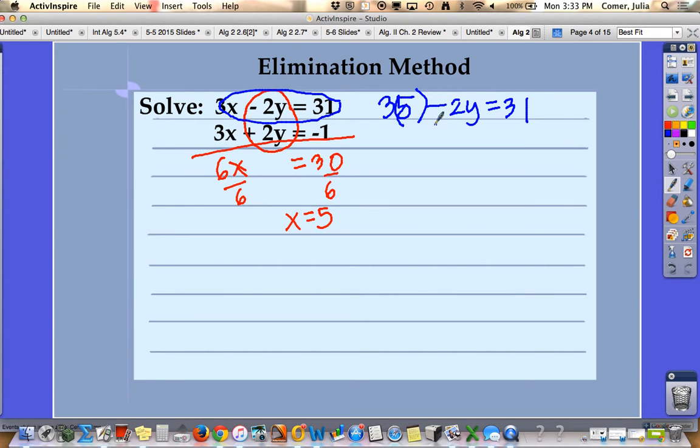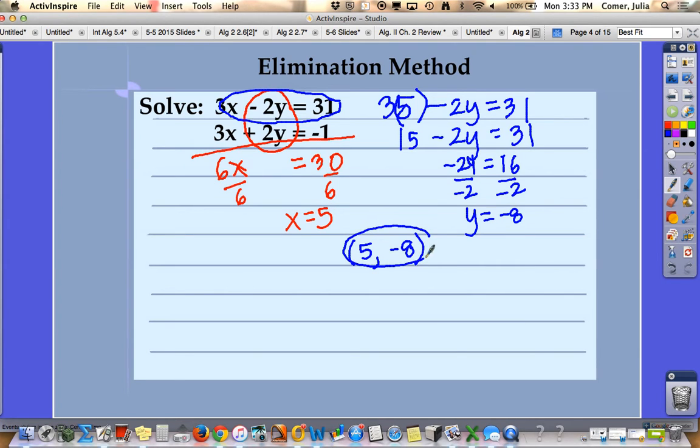And once I have that, then I'm going to solve it. So I'm going to have 15 minus 2y equals 31. And I subtract 15 from both sides. I end up with negative 2y, sorry, is equal to 16. Divide both sides by negative 2, and we get y equals negative 8. So remember, this is an ordered pair where these two lines are crossing. So I'm going to end up with the ordered pair 5, negative 8, and that's my solution. So that one was pretty straightforward.